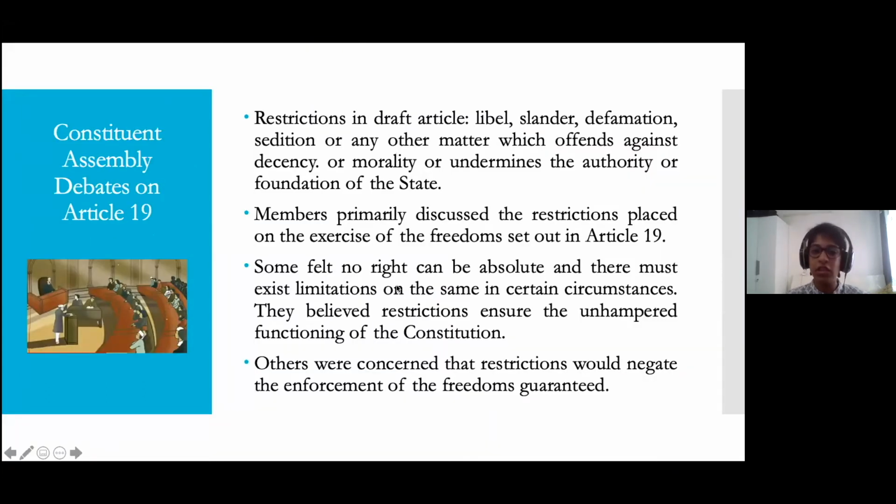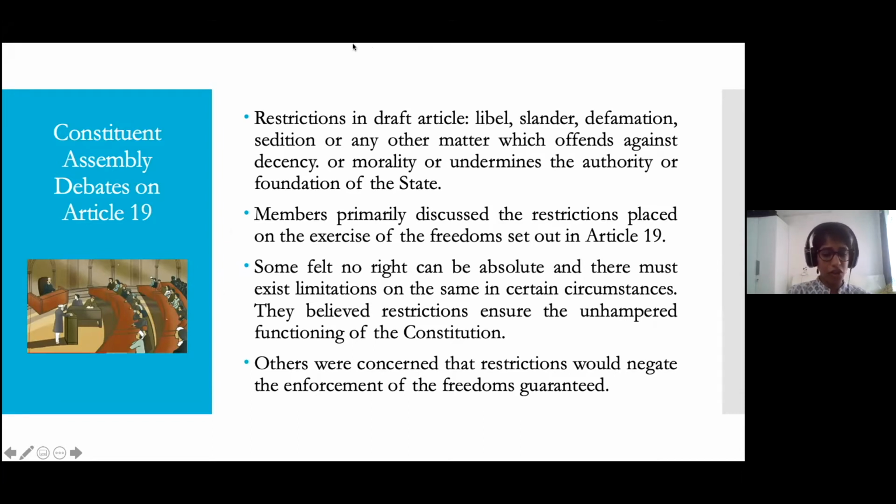So the restrictions, if you see in the draft article, as I highlighted, were libel, slander, defamation, sedition, or anything which offends decency or morality or undermines the authority. Now, the discussions primarily in the assembly revolved around these restrictions that were placed on the freedom of speech. Some members felt that rights cannot be absolute and there must exist limitations on them in certain circumstances. But others felt that these restrictions would actually negate the enforcement of the freedoms guaranteed.